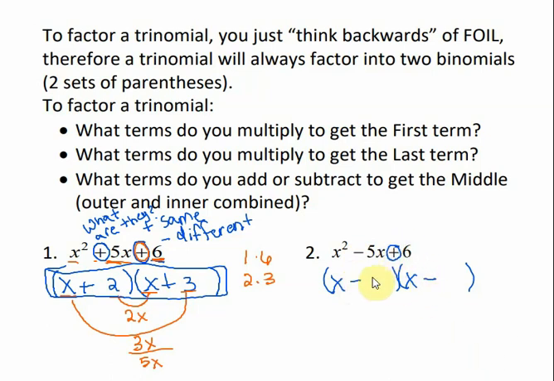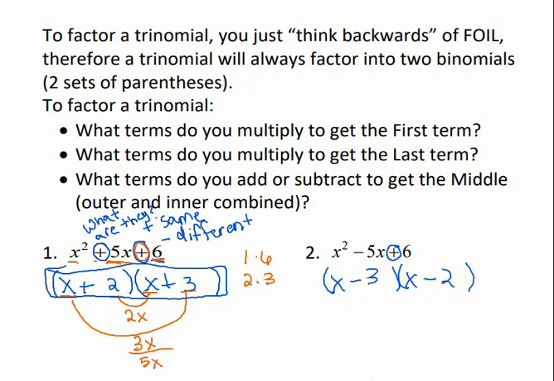Okay, so my signs are the same. This is a plus sign, so that's telling me that I'm still going to be adding these two together to get my middle term. So which factors of 6 would add together to give me 5? 2 and 3, or 3 and 2. It doesn't matter what order. This time I'll just put 3 and 2 just to change it up and show you that it doesn't matter.